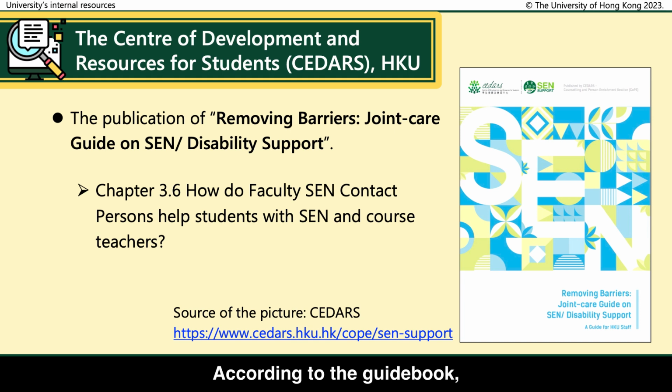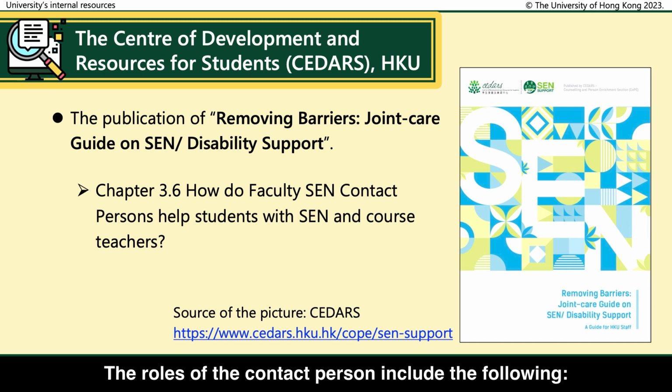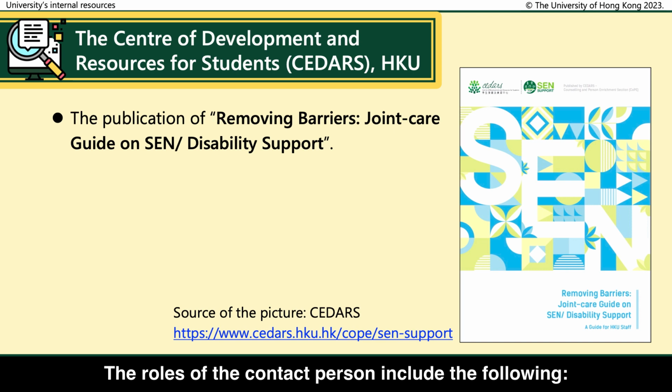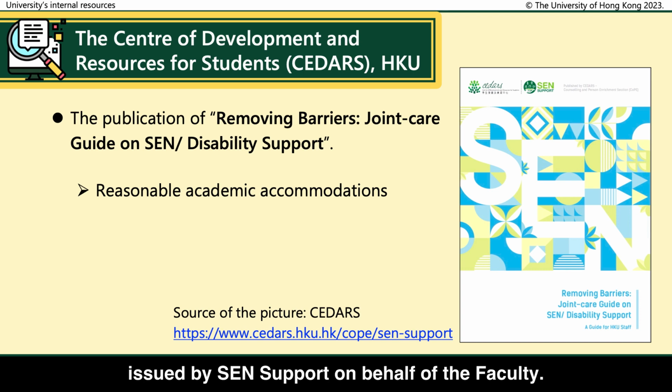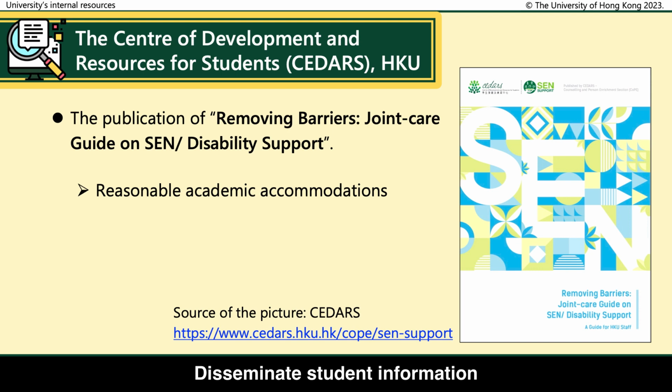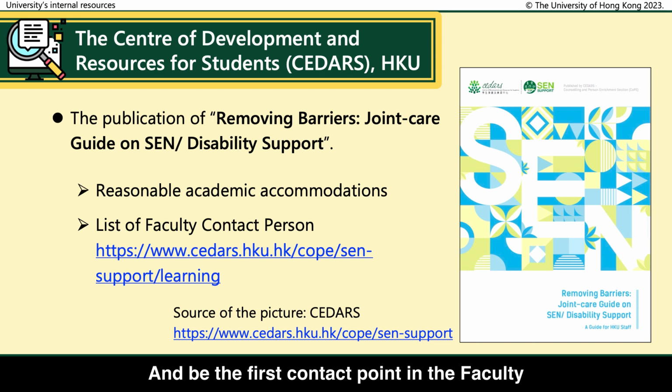Chapter 3.6 is about how faculty SEN contact persons can help students with SEN and course teachers. According to the guidebook, there is one SEN contact person in each faculty. The roles of the contact person include the following: receive student information and relevant recommendation letters issued by SEN support on behalf of the faculty, disseminate student information or recommendation letters to relevant staff on a need-to-know basis, facilitate the implementation of reasonable accommodations or adjustments, and be the first contact point in the faculty to liaise with SEN support on matters related to students with disabilities, or SEN.